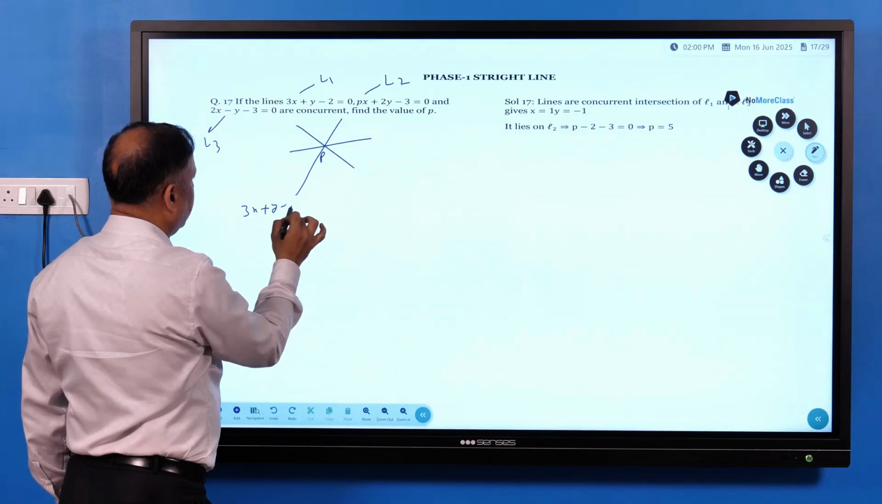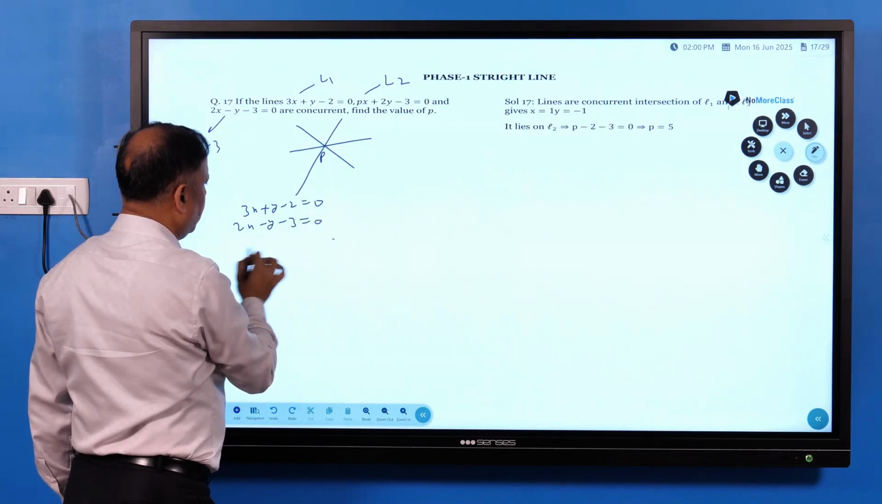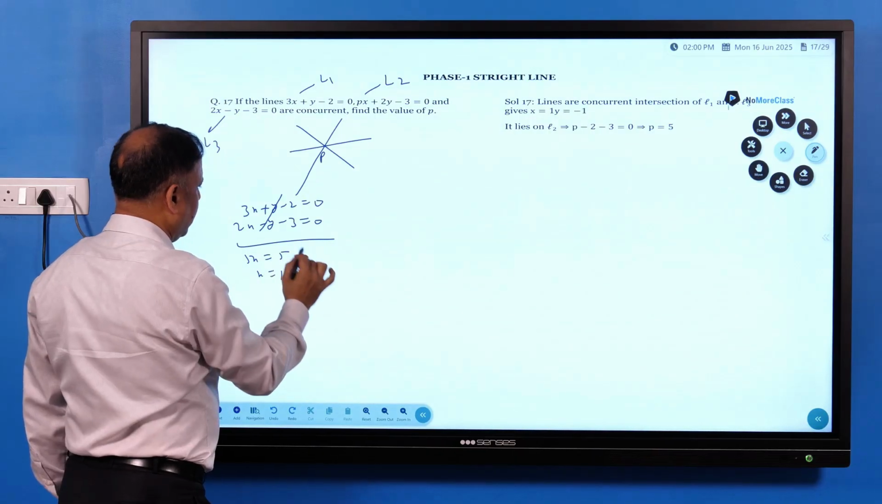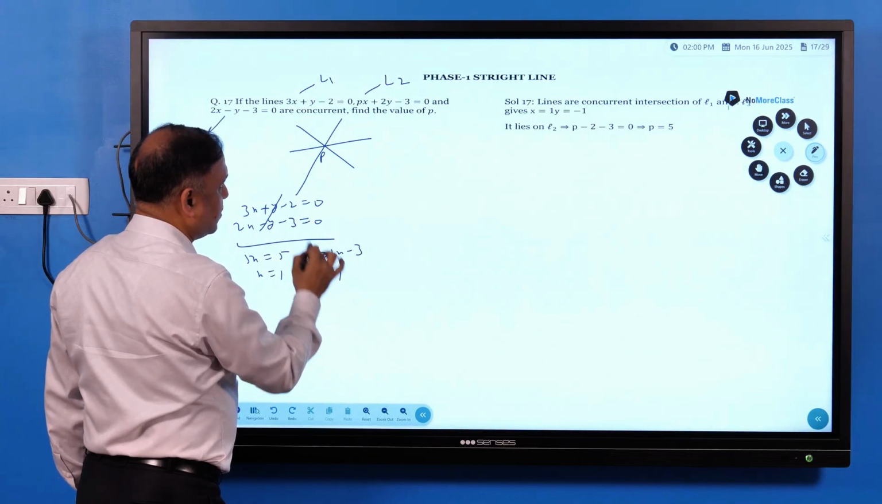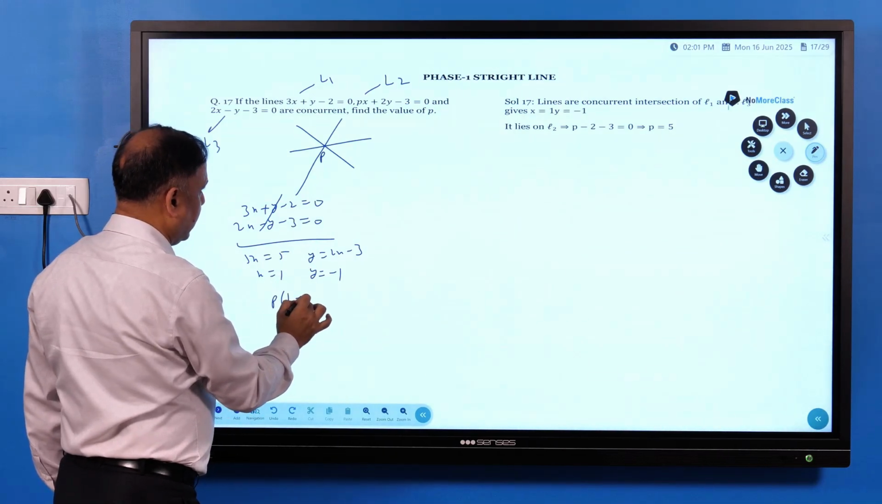3x plus y minus 2 is equal to 0. 2x minus y minus 3 is equal to 0. So this will cancel. 5x is equal to 5, x is equal to 1, y is equal to 2x minus 3. So y is equal to minus 1. So this point of intersection P is 1 comma minus 1.